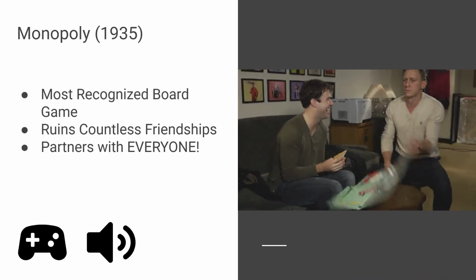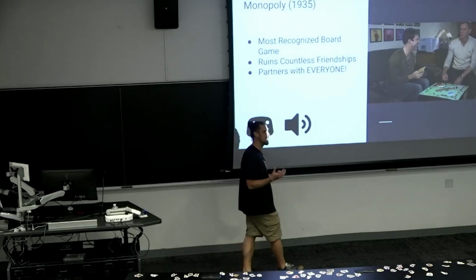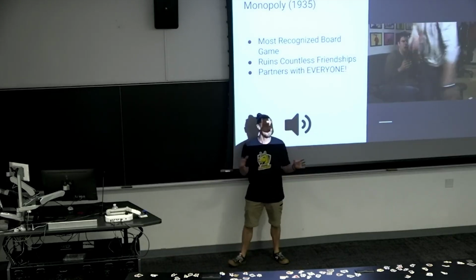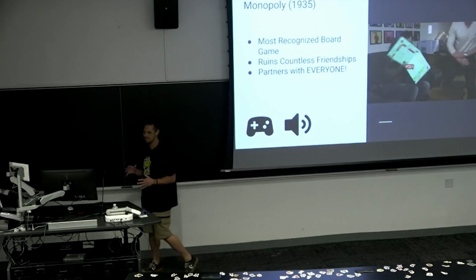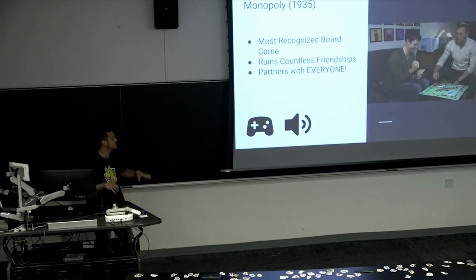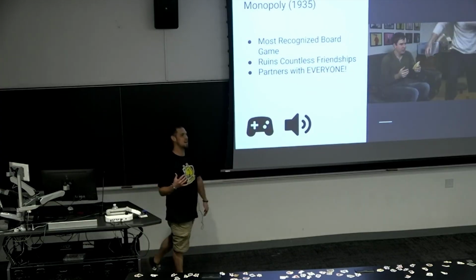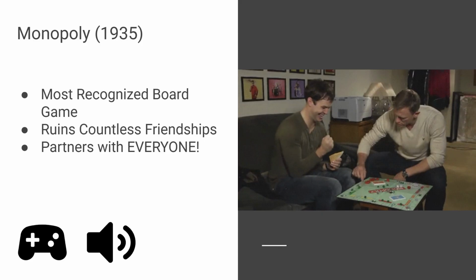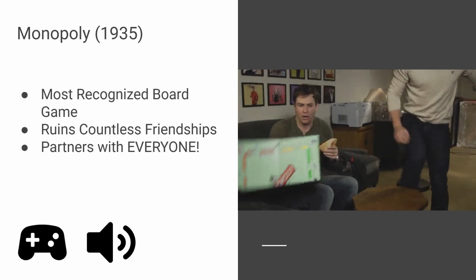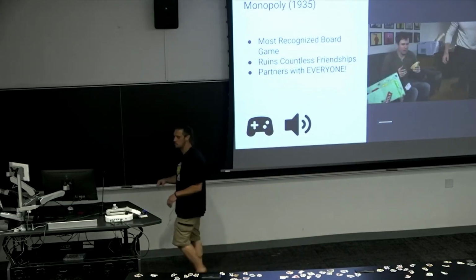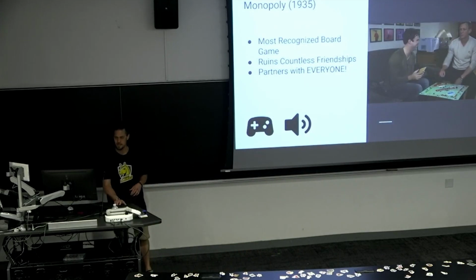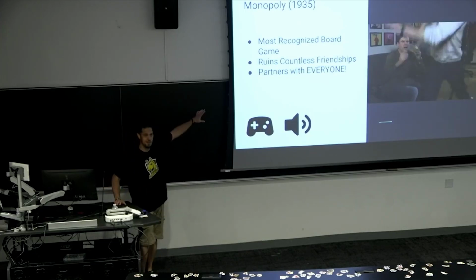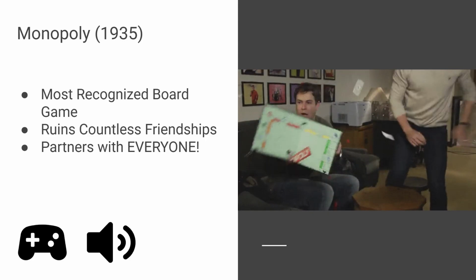Then we start to get into the big board games that a lot of us know and love or hate, depending on how heated of a game of Monopoly you've gotten into. But 1935, we're starting to get more into the modern times. We kind of flew through prehistory there, right? Now we're getting into what people know a little bit more in the form of Monopoly. Ruins countless friendships is one of my favorite taglines for Monopoly.